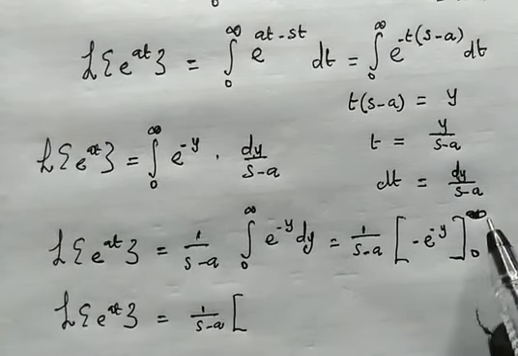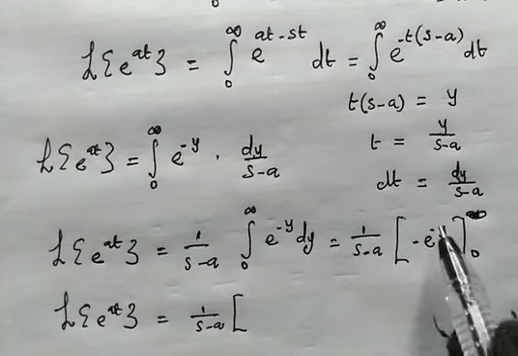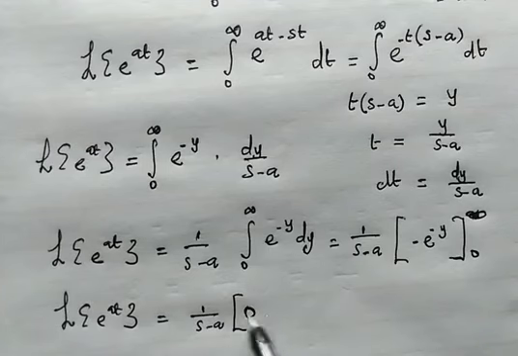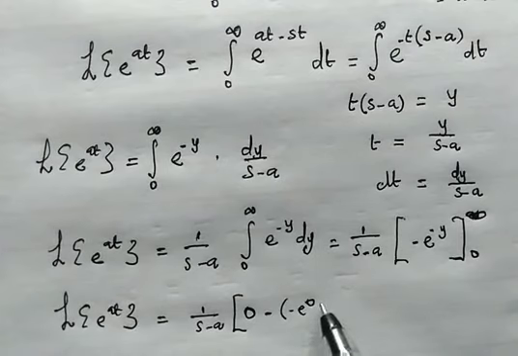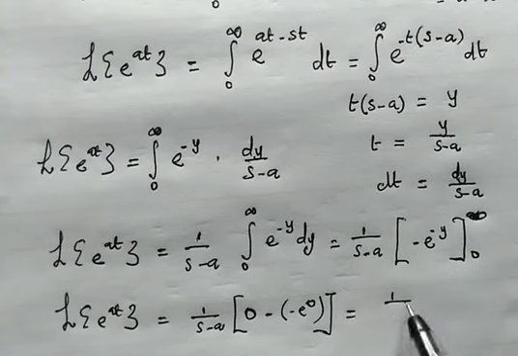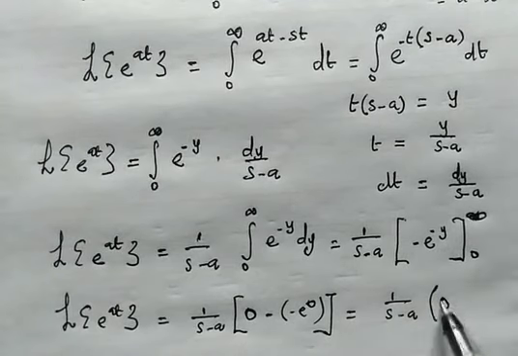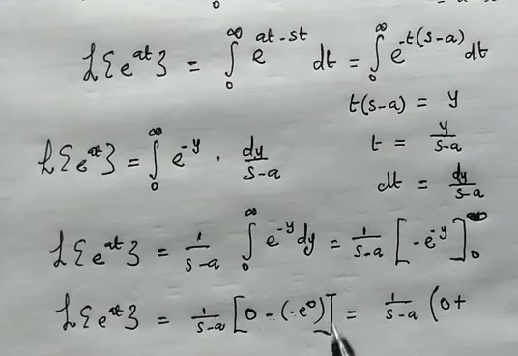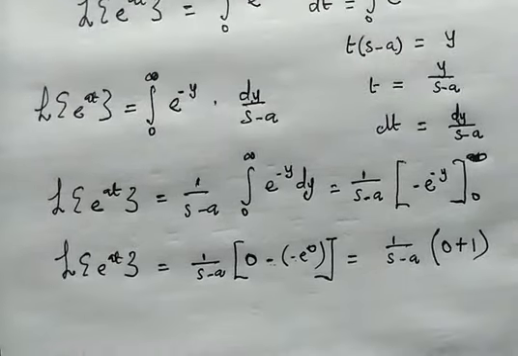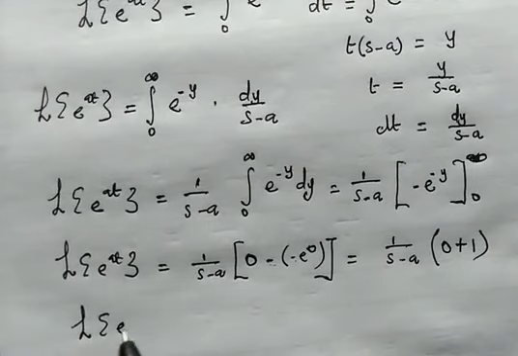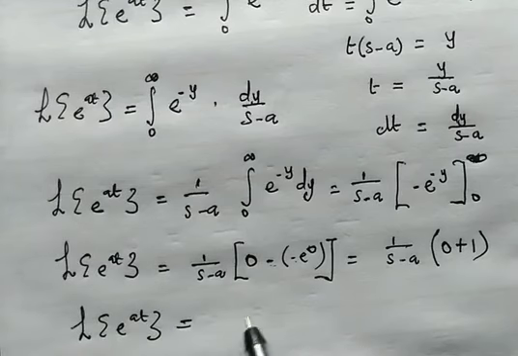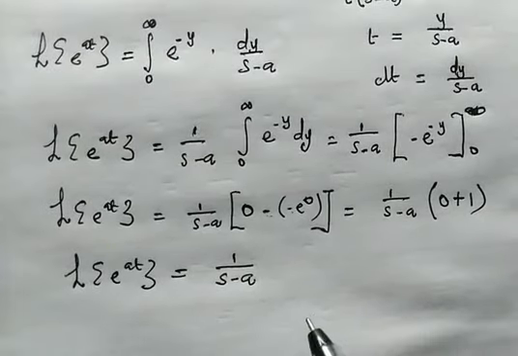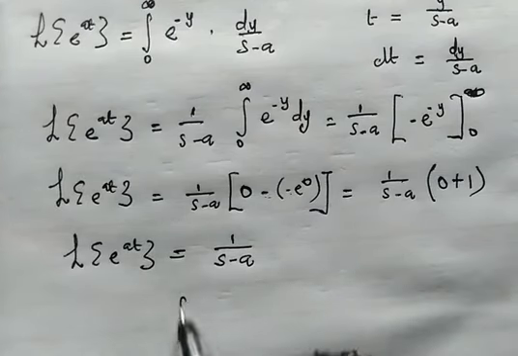Now, when you put the upper limit, we get negative e to the power of negative infinity, and that is 0, minus, in brackets, negative e raised to 0, right? So from here we get 1 over s minus a multiplied by, here this will become 0 plus, because minus times minus is plus, then e to the power of 0 is 1, right? So the Laplace transform of e to the power of at is exactly equal to 1 over s minus a. Amazing.